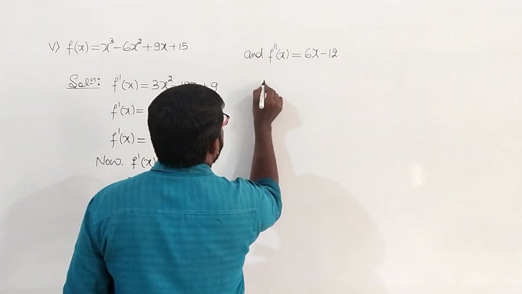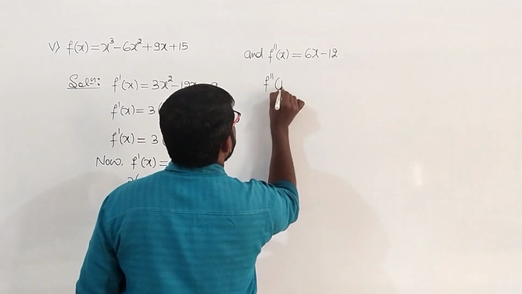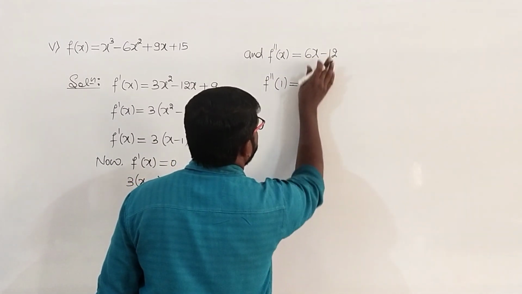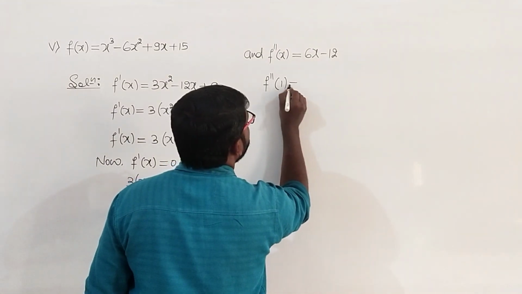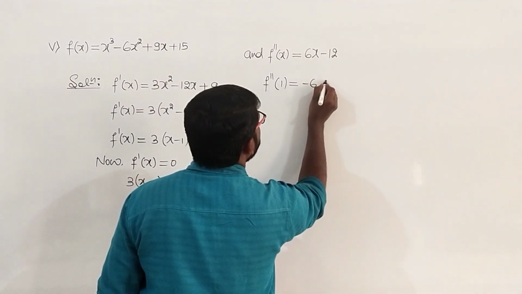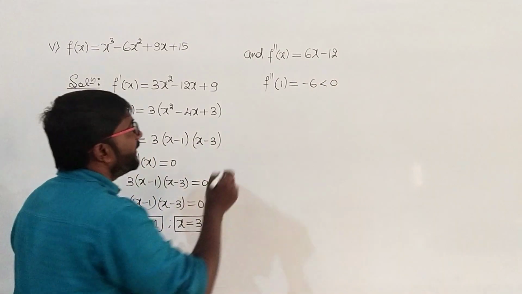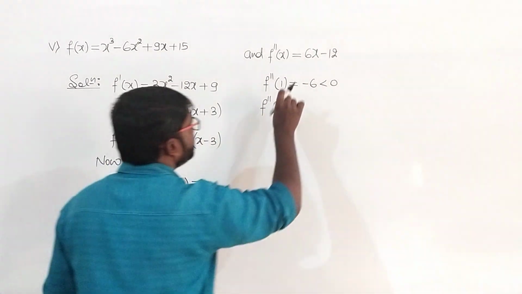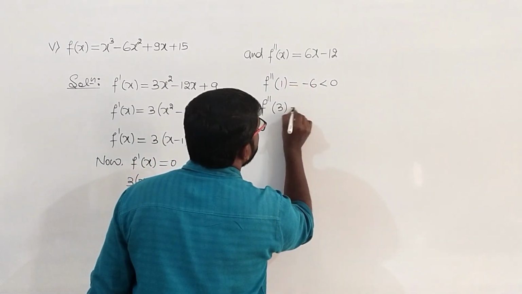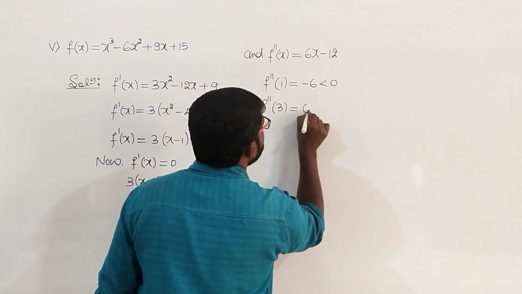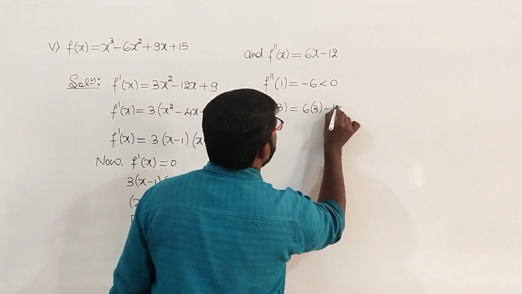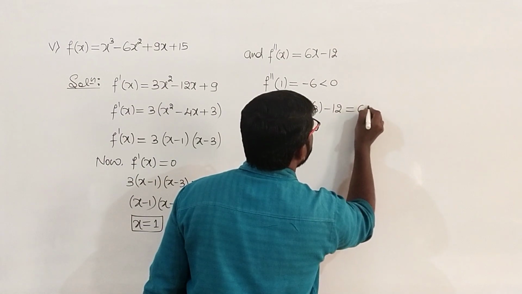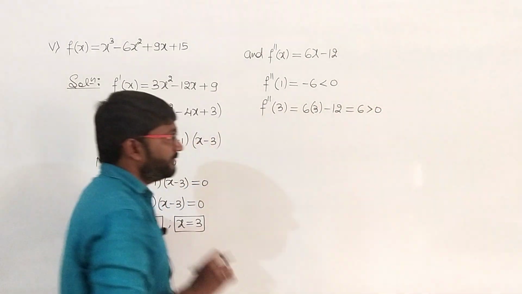So f double dash of 1 equals 6 into 1, that is 6, 6 minus 12 it is minus 6. f double dash of 1 is minus 6, which is less than 0. Then f double dash of 3, what do we get? 6 into 3 is 18, minus 12 that is 6. So it will be greater than 0. So here we get plus 6.